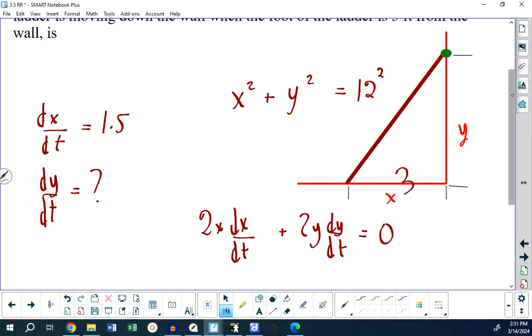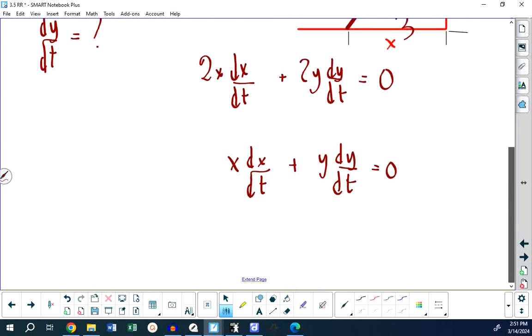You know, this is 12. If this is 3, it should be pretty easy for you to calculate the missing side using the Pythagorean theorem. It's 12 squared minus 3 squared, which is 135, I think. Can you confirm? 135. So this y at this point in time is root 135.